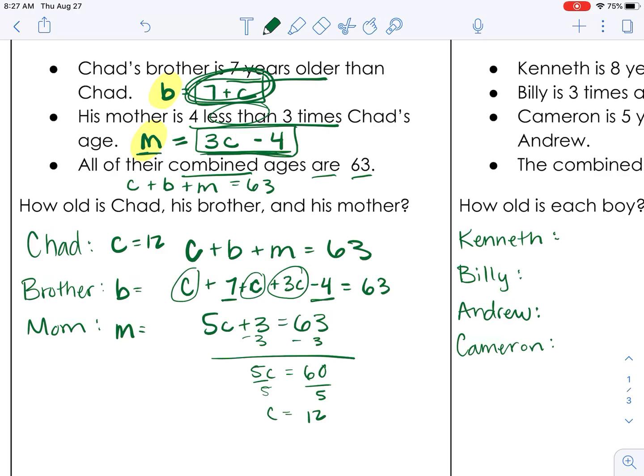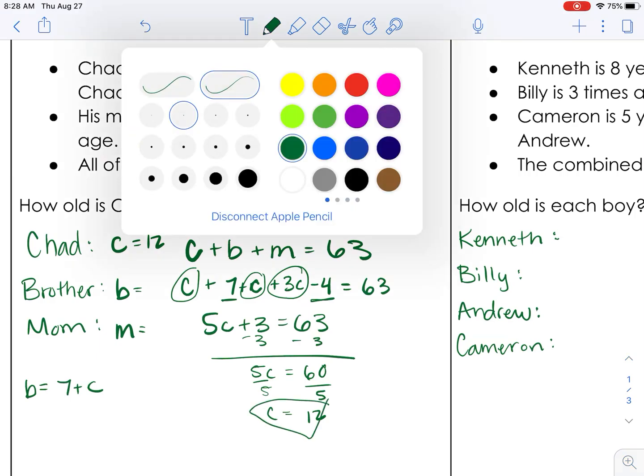So I'm going to use my equation up here for brother, and it says B equals 7 plus C. So I'm going to say B equals 7 plus C, and I'm going to plug a 12 in for C, because we know that C is equal to 12. That was a beautiful box, wasn't it?